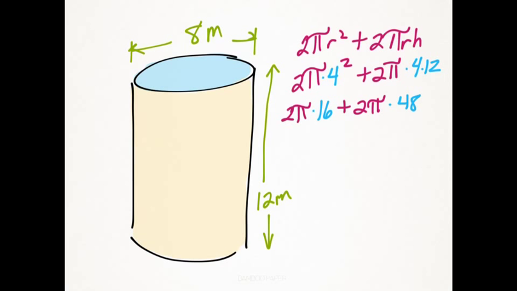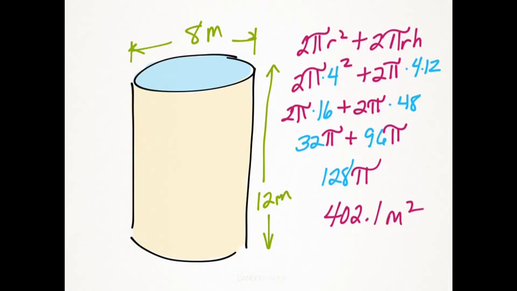4 squared is 16. The radius again is 4, so I put that here. Height is 12. 4 times 12 is 48. Using the commutative property, I've multiplied 2 times 16 to get 32, and 2 times 48 to get 96. I went ahead and added 32 and 96 together to get 128, and the last step I have to do is multiply by pi. So my final answer is 402.1 meters squared. Squared, of course, because we are looking for surface area.